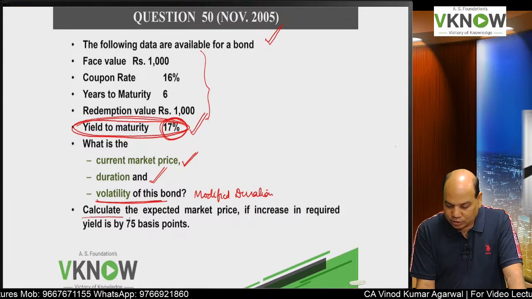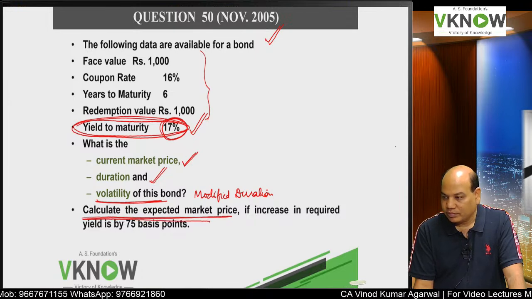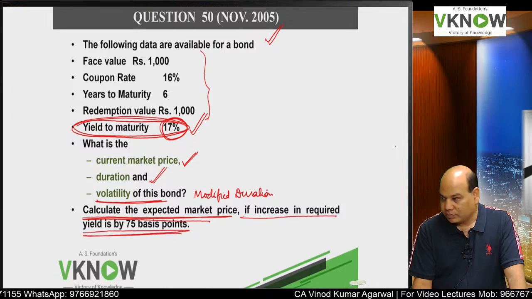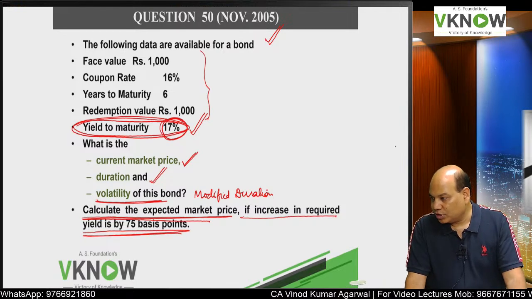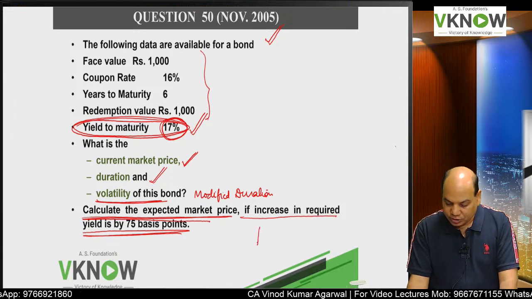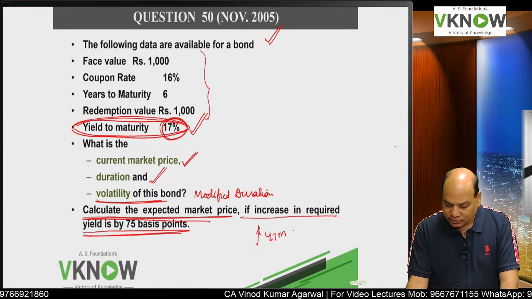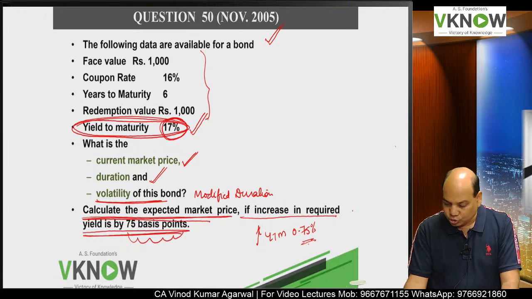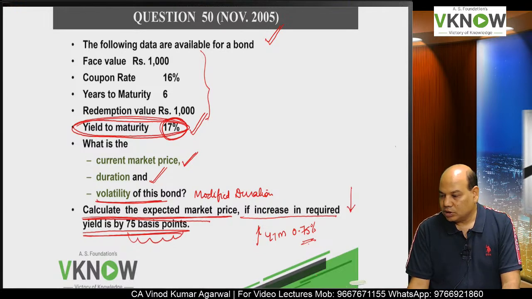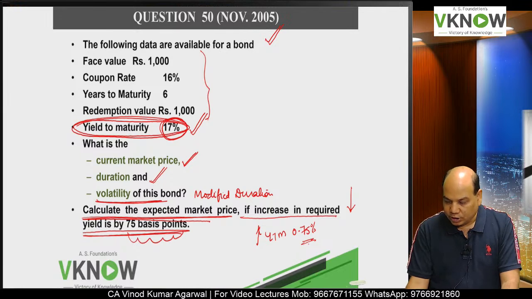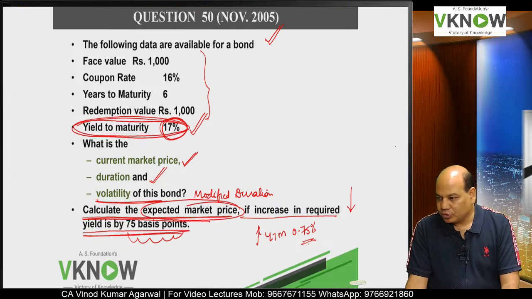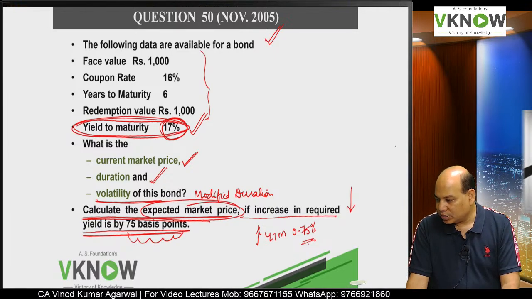And then you have to also calculate the expected market price if the increase in required yield is by 75 basis points. If YTM increases by 0.75%, 75 basis points means 0.75%. So bond price will fall. But how much will the bond price fall? That you have to find, and find the new price. So this type of question they ask in the exam sometimes.